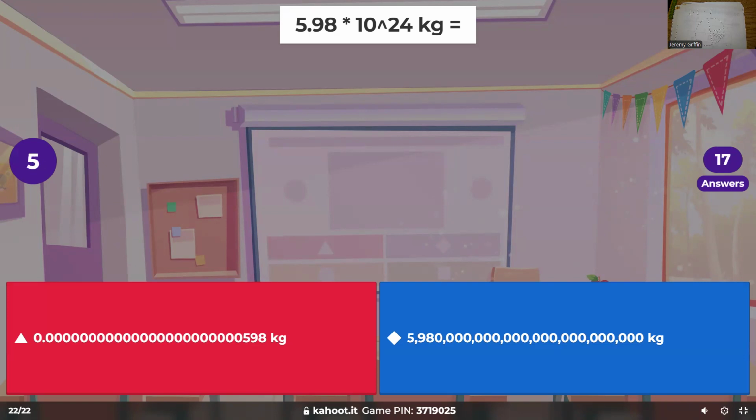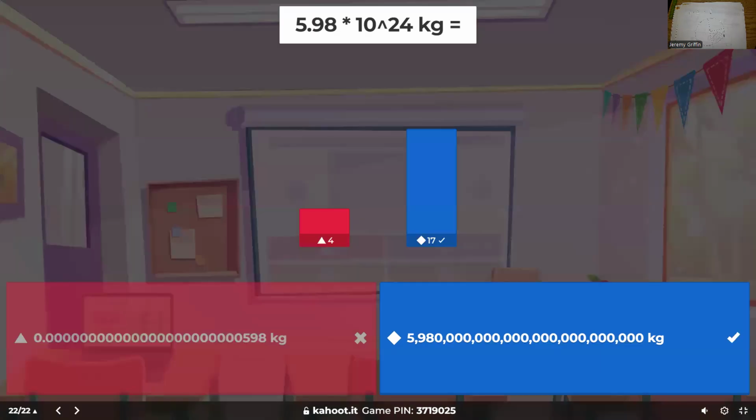That's the mass of the Earth. Yeah, mass of the Earth. That's what you're sitting on right now. Yeah, there you go. Mass of the Earth.